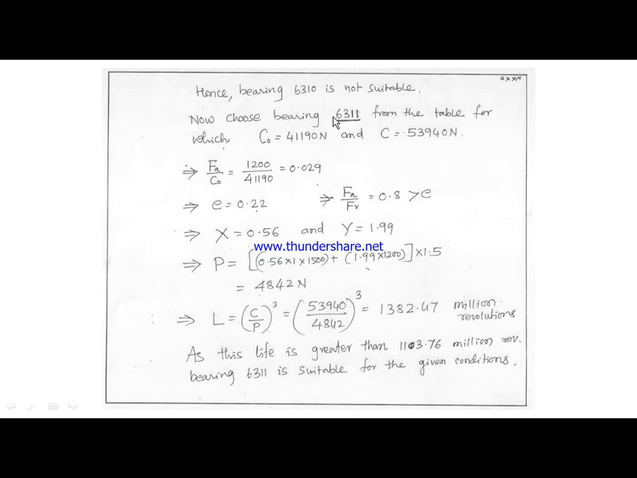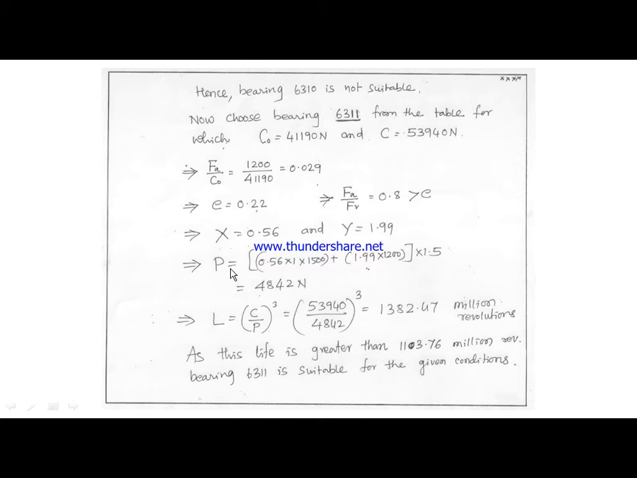And for this bearing, these are the static capacity and dynamic capacity. Calculate the ratio Fa by C naught, 0.029, and e is 0.22 for this value of Fa by C naught from the tables. Calculate the ratio Fa by Fr, 0.8. Compare this with the value of e. So Fa by Fr is greater than e. For this condition, get the value of X and Y from the tables. They are 0.56 and 1.99.